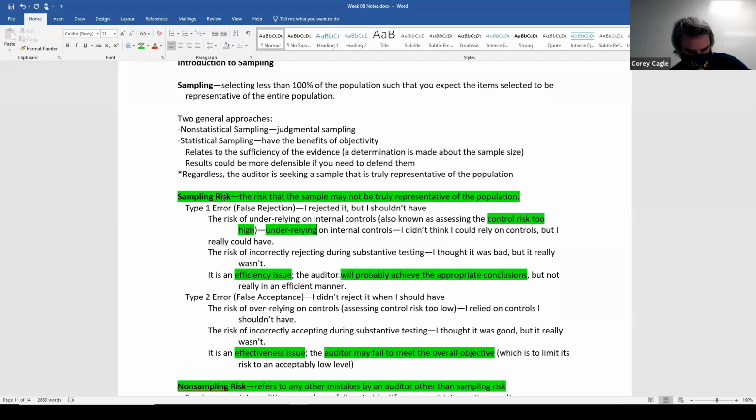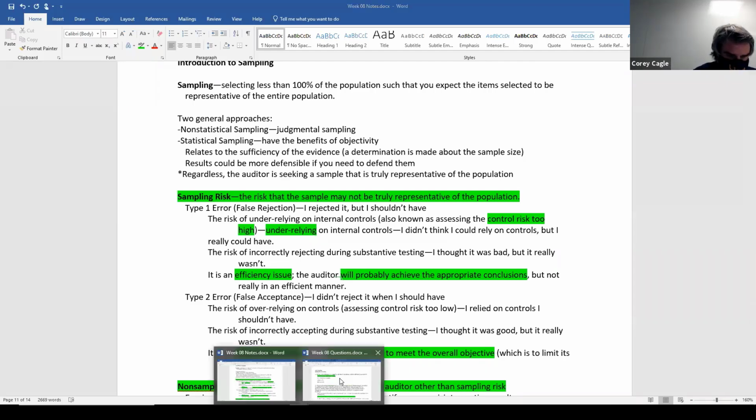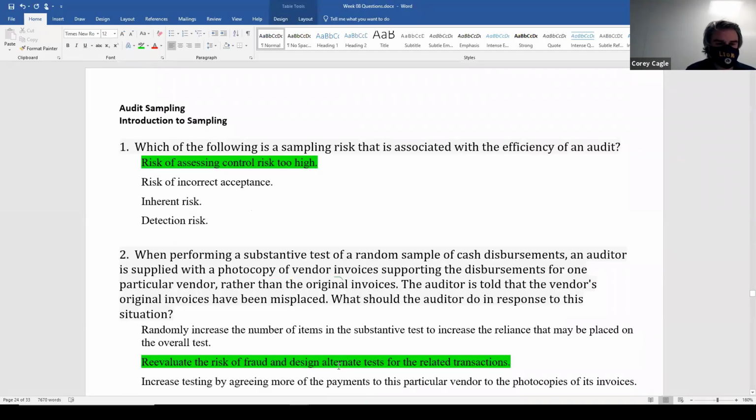So back to our question here. Which of the following is a sample risk that's associated with the efficiency of an audit? The risk of assessing control risk too high. It's not incorrect acceptance; that's the type 2 error. This is incorrect rejection. And then C and D are throwaways. But there you go. Does that make sense? Okay.